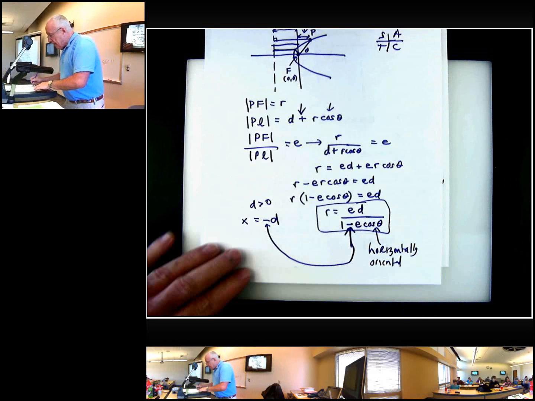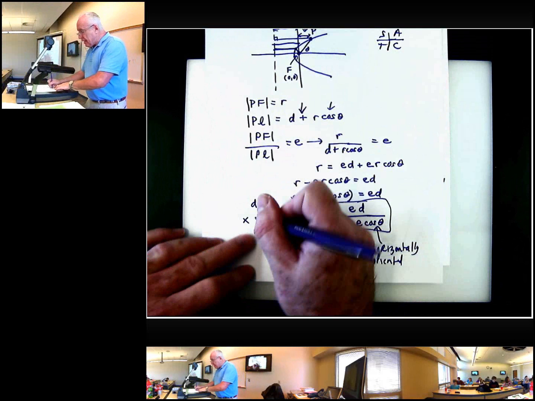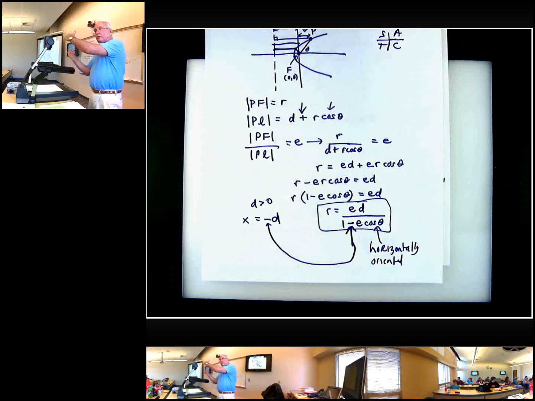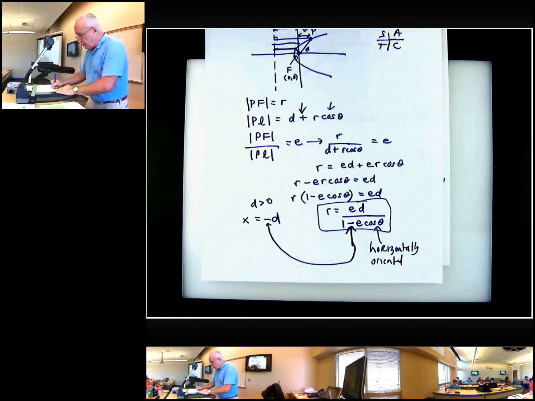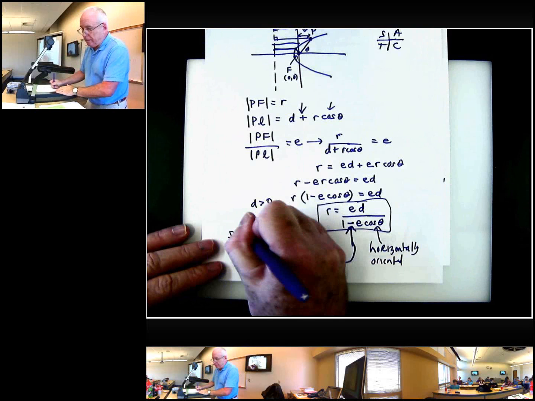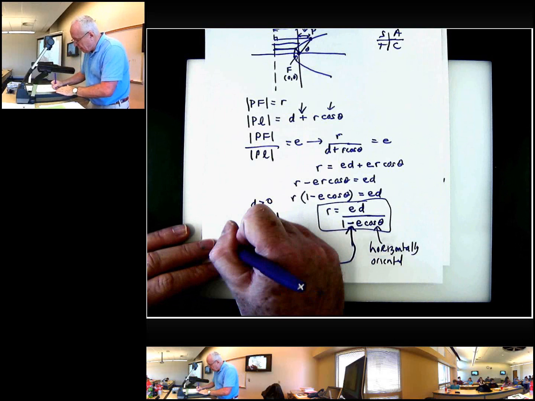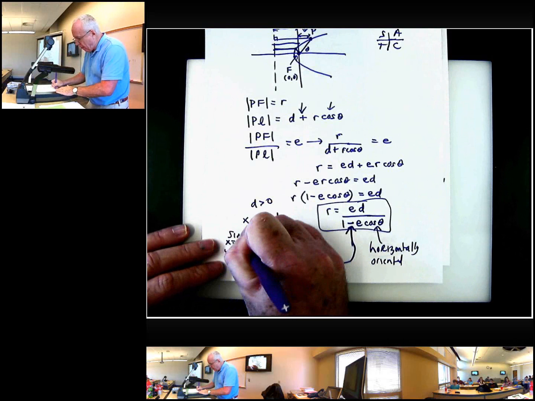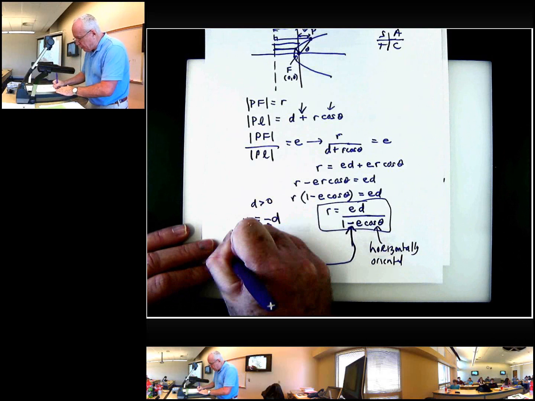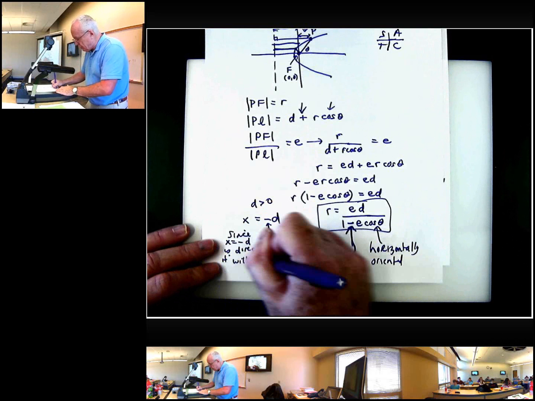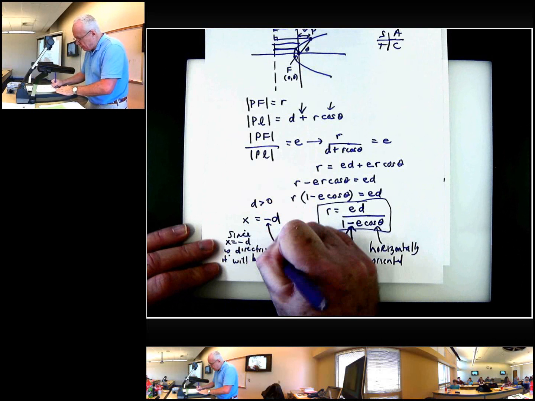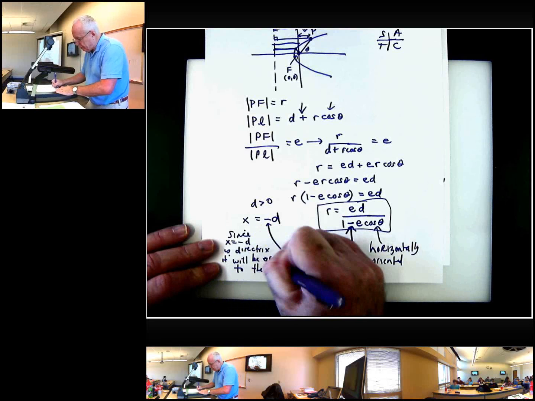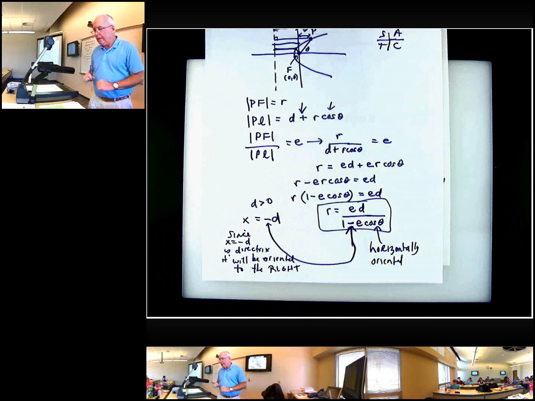All right. And then, since our directrix is a negative number, x equals a negative number, this thing is going to be oriented the other direction, to the right. Since x equals negative d is the directrix, it will be oriented the other way, to the right this time. Okay. And that's our second case.